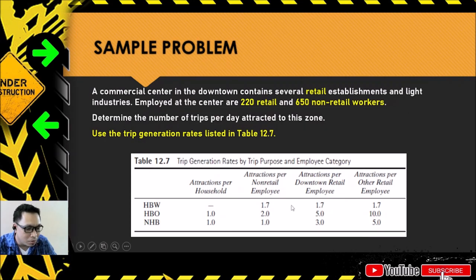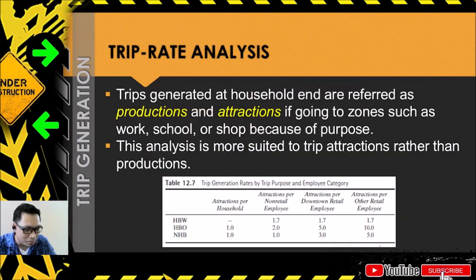Okay, so let us do a sample problem. A commercial center in a downtown contains several retail establishments and light industries. Employed at the center are 220 retail and 650 non-retail workers. Determine the number of trips per day attracted to this zone. In order to determine the number of trips attracted to a certain zone, we will make use of Table 12.7 that is provided.